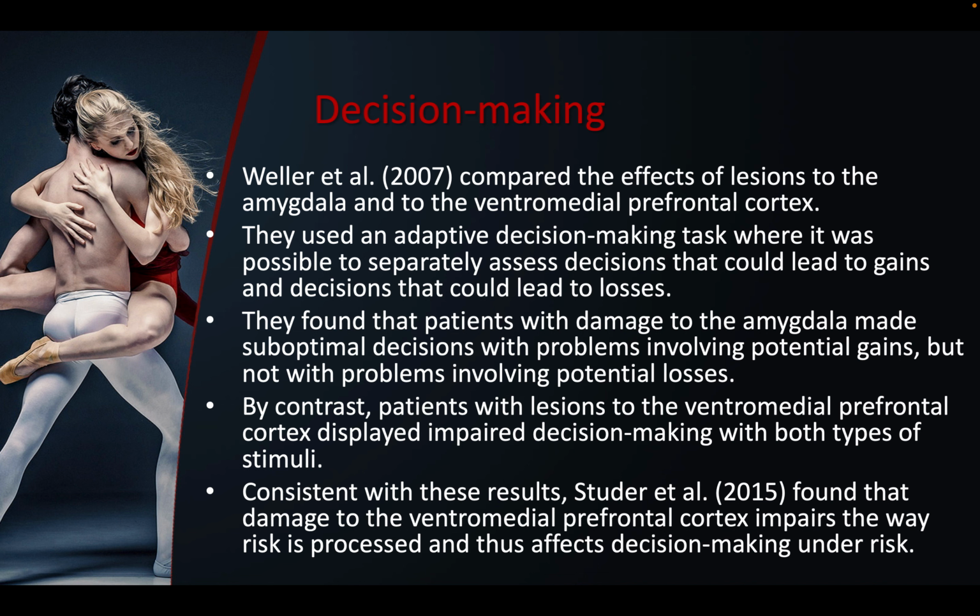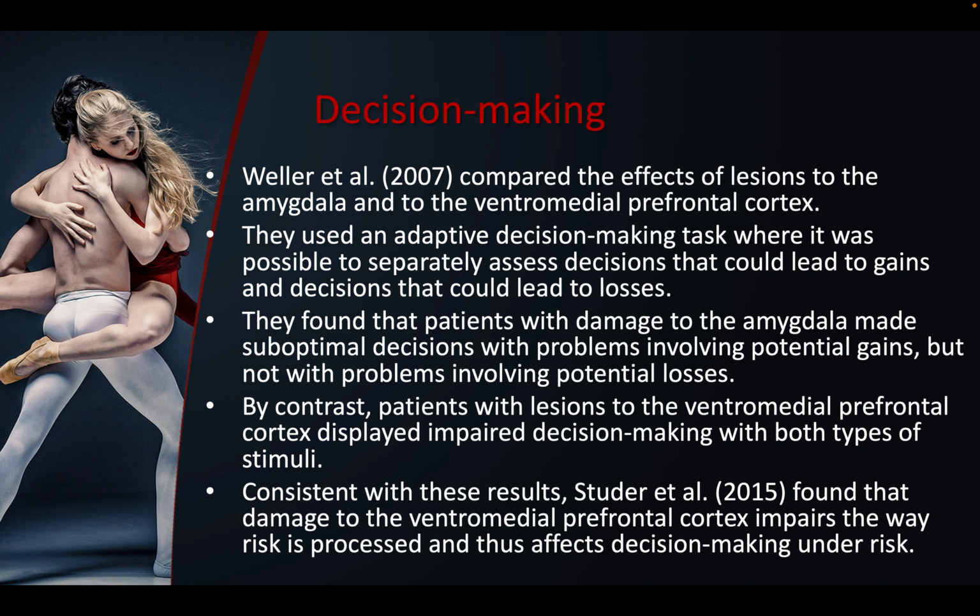Weller et al. in 2007 compared the effects of lesions to the amygdala and to the ventromedial prefrontal cortex. They used an adaptive decision-making task where it was possible to separately assess decisions that could lead to gains and decisions that could lead to losses. They found that patients with damage to the amygdala made suboptimal decisions with problems involving potential gains, but not with the problems involving potential losses. By contrast, patients with lesions to the ventromedial prefrontal cortex displayed impaired decision-making with both types of stimuli.